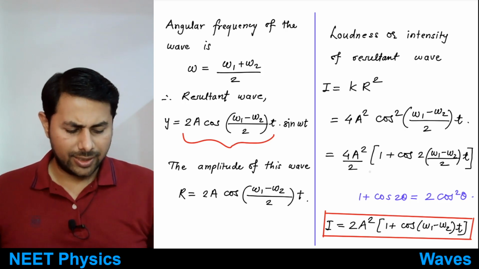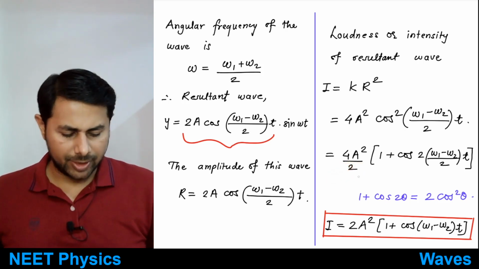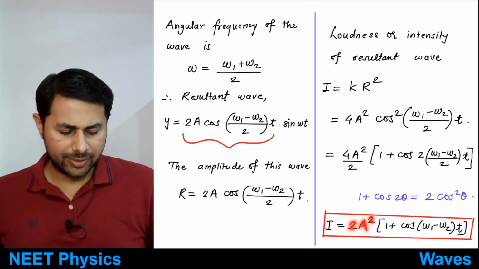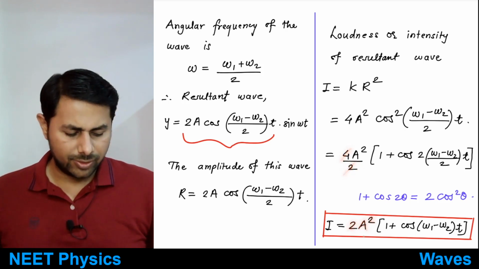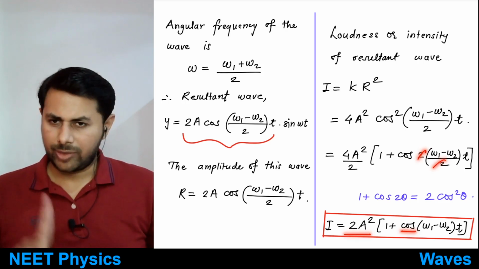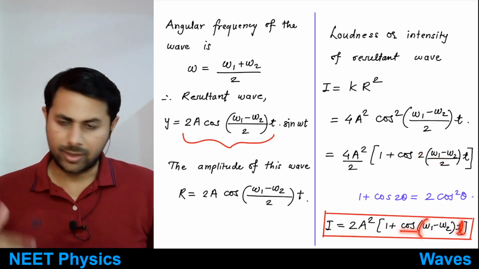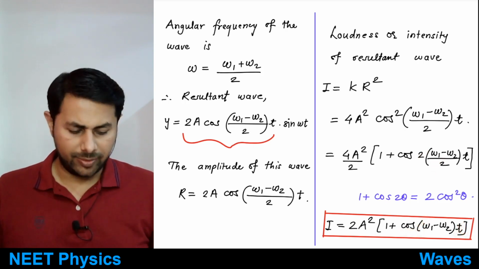Right? And then the 2 moves out. Okay, so therefore now what would be the resultant amplitude? So it will be 2 times a squared, right? 4 by 2 is 2, 2 times a squared, 1 plus cos of this, 2 by 2 is 1, so 1 plus cos of (omega 1 minus omega 2) times t.